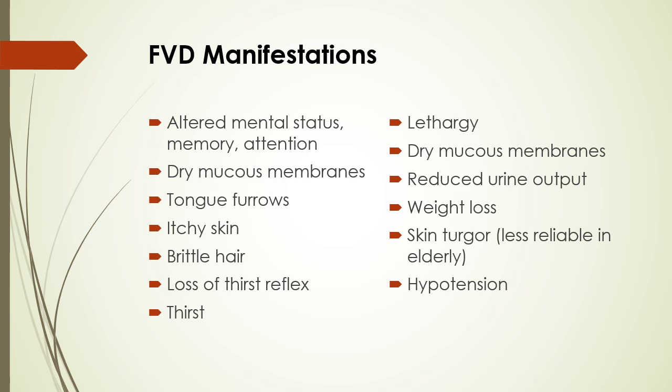Weight loss. Remember I said that a liter weighs approximately 2.2 pounds. That's one of the reasons that we weigh patients every day, is to see whether or not there has been some type of shift. Skin turgor, but you can't really use this as much in the elderly because of the loss of subcutaneous fat. Their skin has less turgor to it and is more prone to tenting. You can also see hypotension.